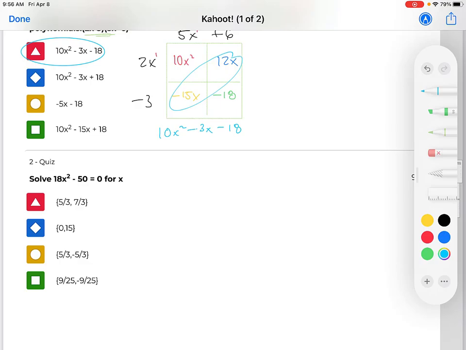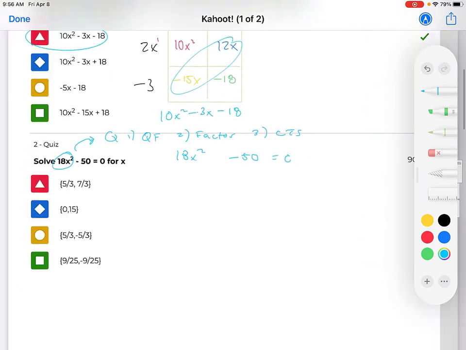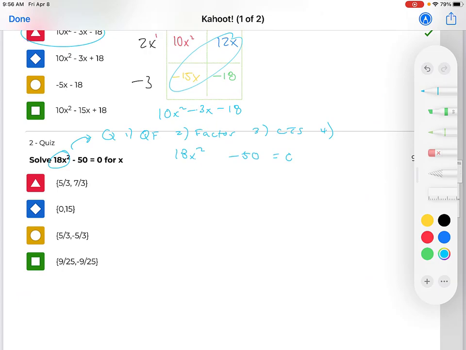Question number 2, solve 18x squared minus 50 equals 0. You'll notice this is a quadratic. You can solve quadratics in a couple of ways. You can use the quadratic formula, it's long but always works. You could use factoring, the easiest but doesn't always work. You can use completing the square, kind of difficult to move into vertex form. You can do it by graphing, doesn't always work.